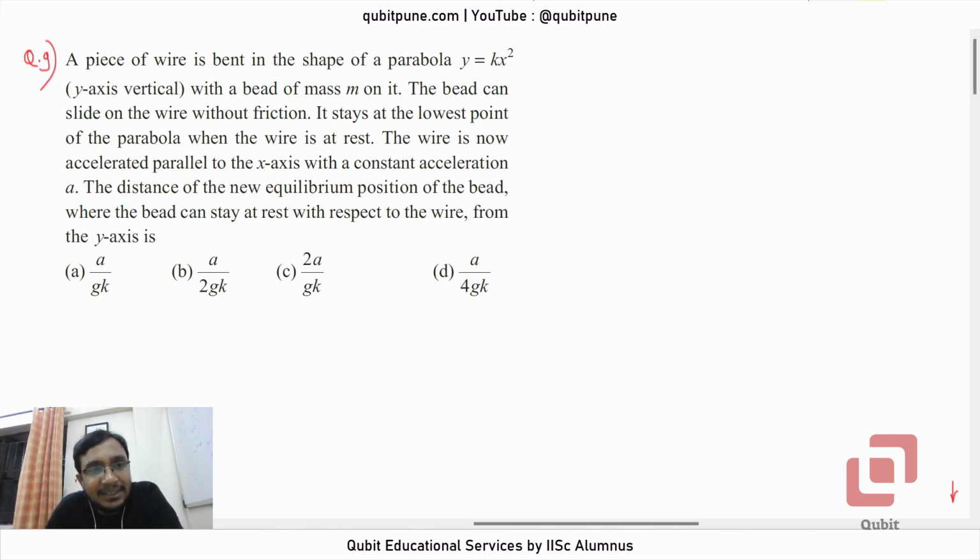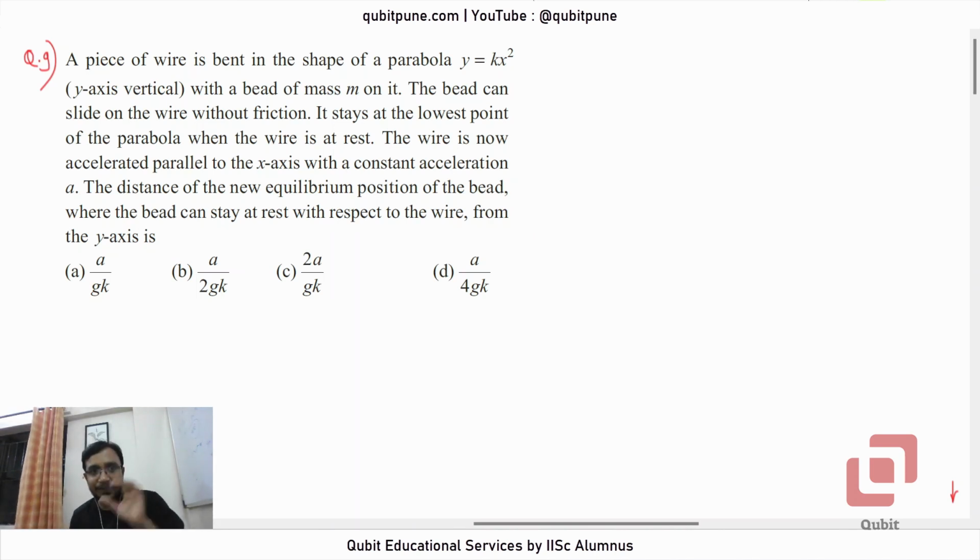The wire is now accelerated parallel to the x-axis with a constant acceleration a. The distance of the new equilibrium position of the bead, where the bead can stay at rest with respect to the wire, from the y-axis is.